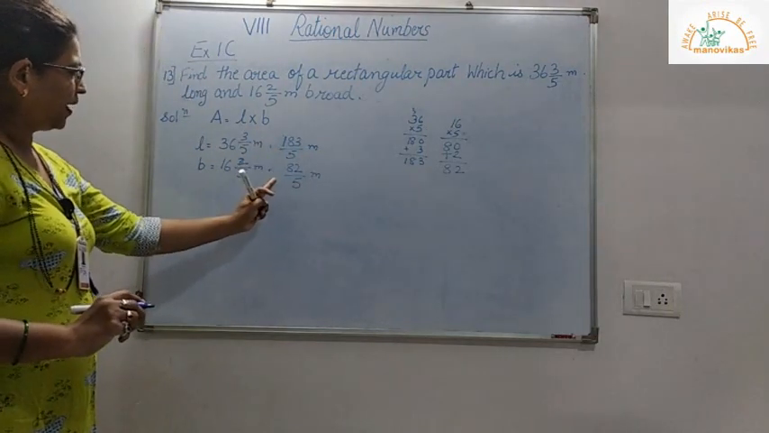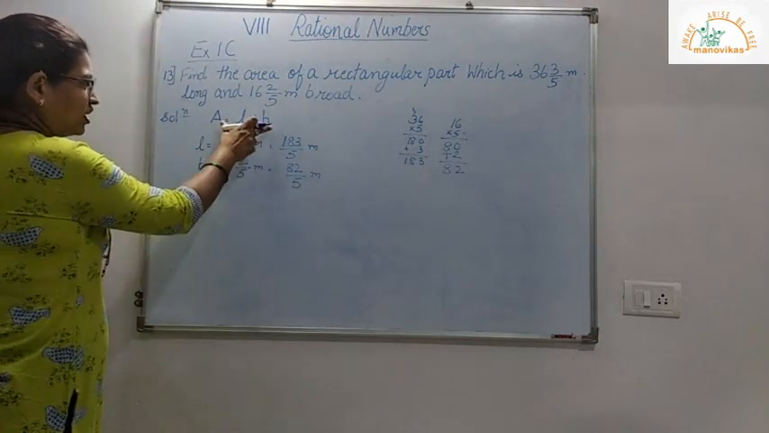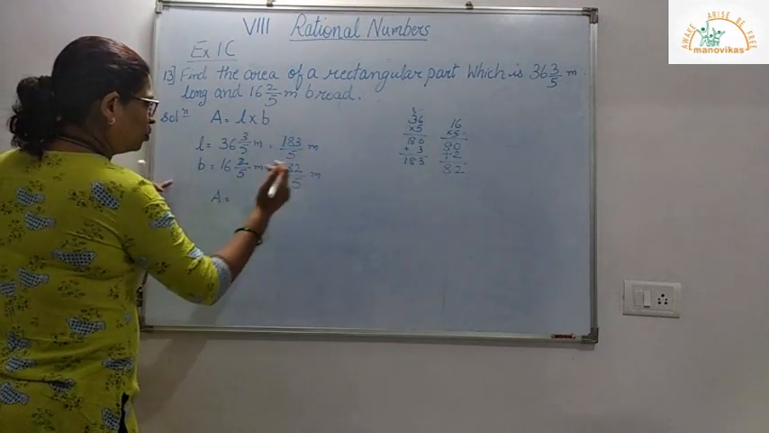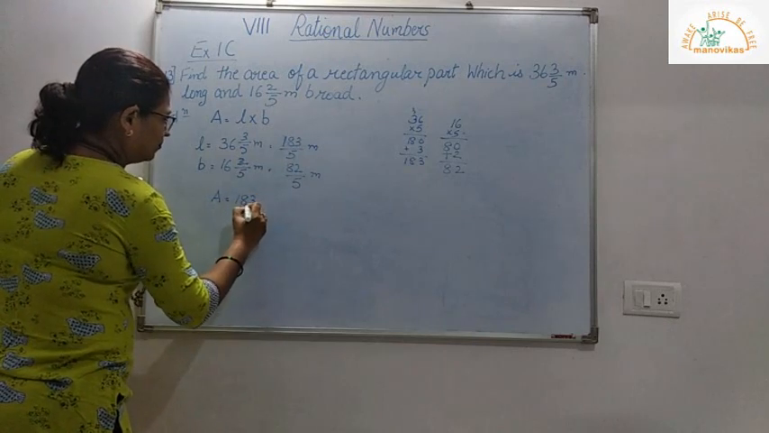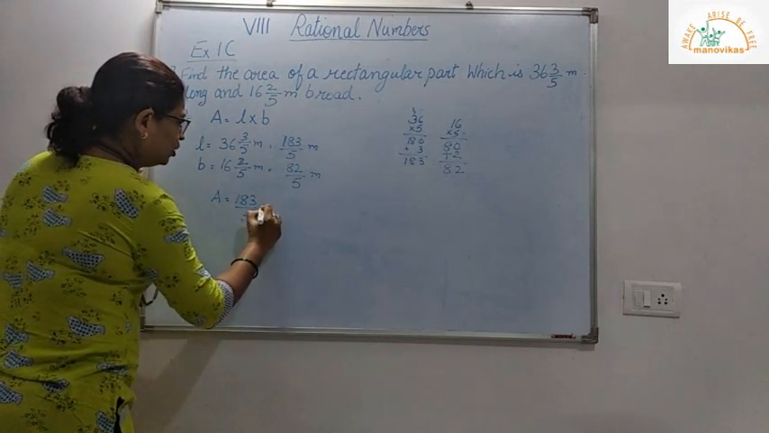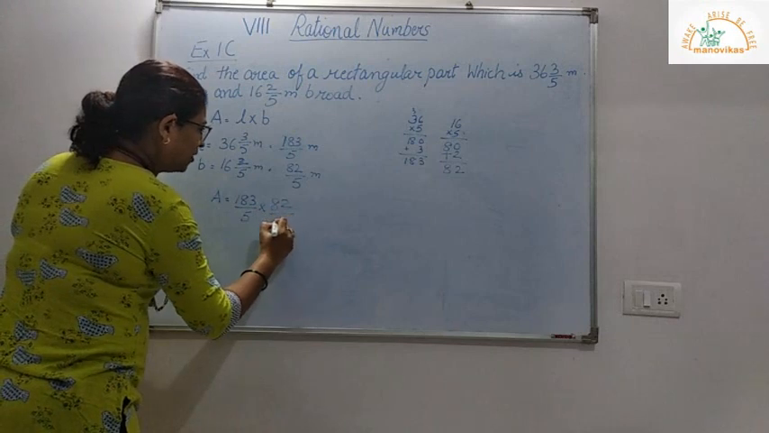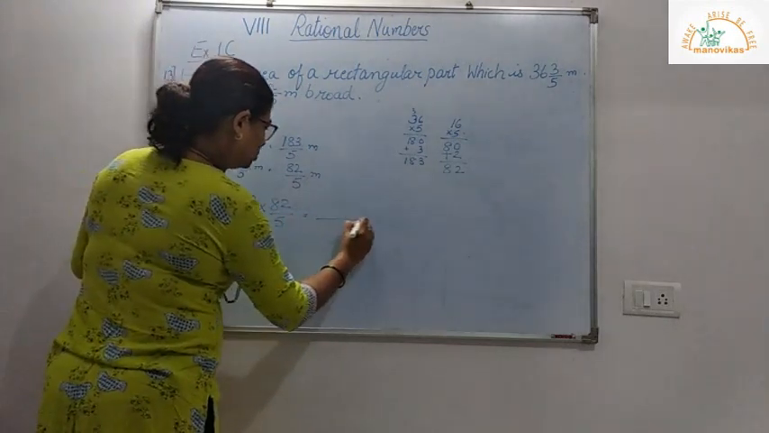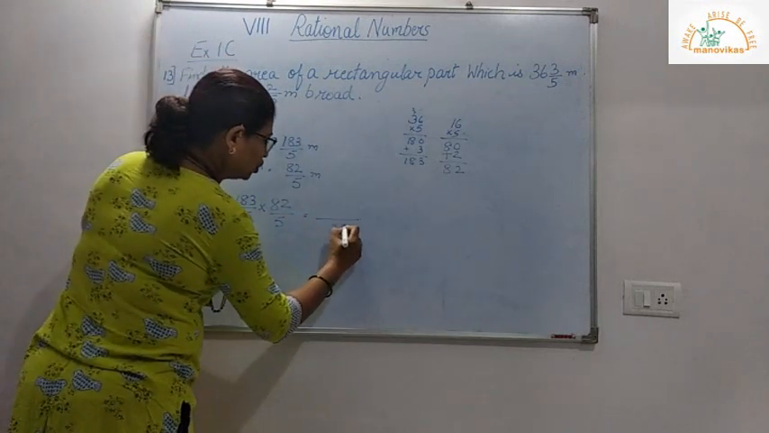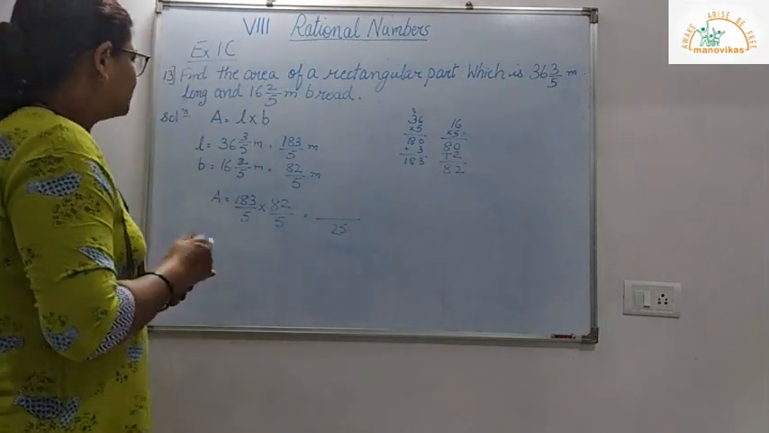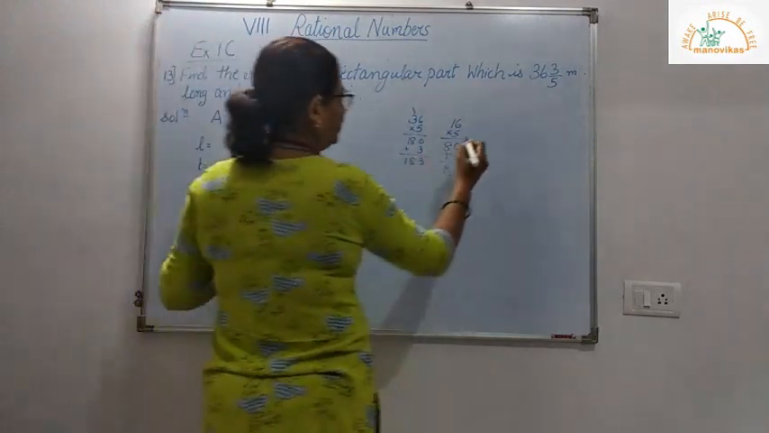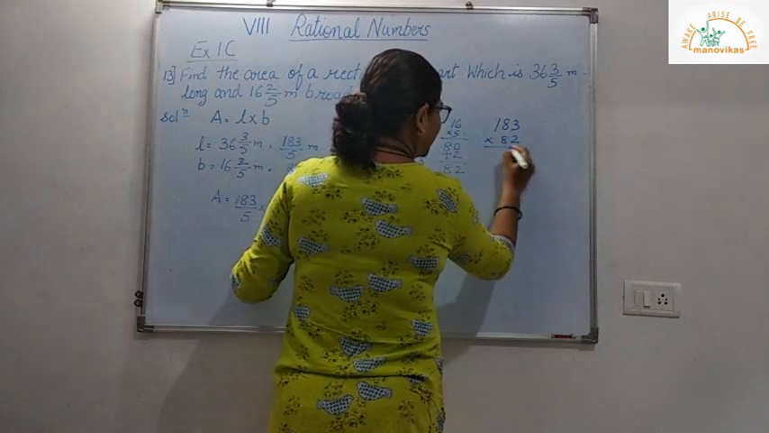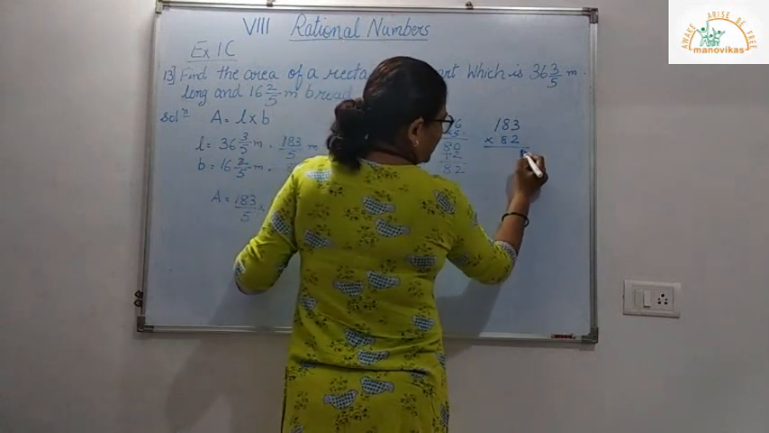Now I got my length and breadth in improper fractions, so I can find the area. So area is equal to length into breadth. So 183 divided by 5 into 82 divided by 5. So now let us multiply this. Which comes to, in the denominator, 5 into 5 is 25. Now let us multiply 183 into 82. So 183 into 82, that gives you 2 3s are 6.